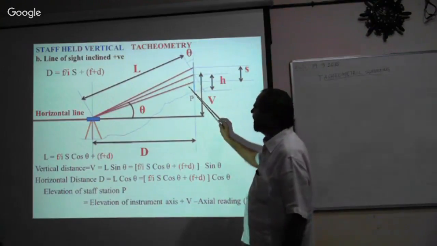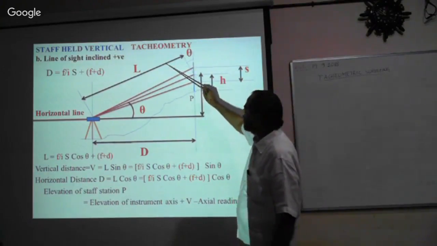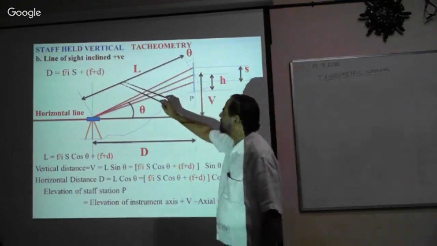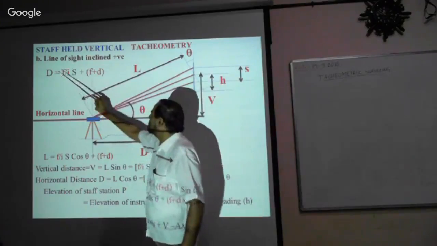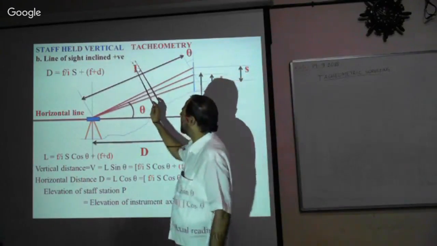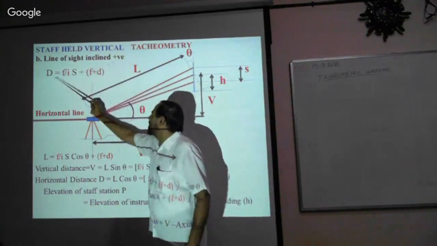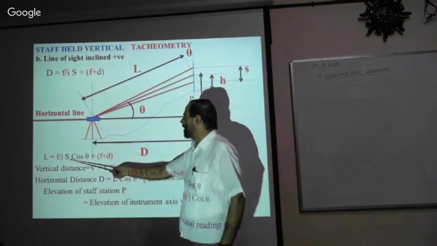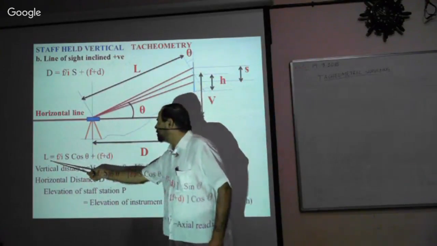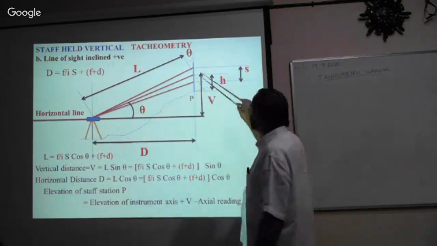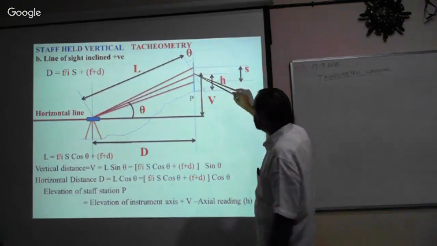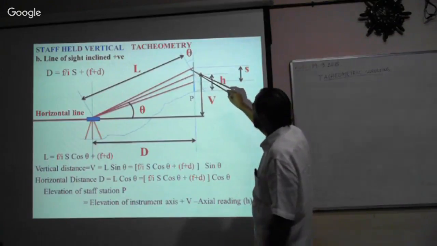Okay. In this case, first we have to find out L. L can be computed by using this equation. In place of D, this becomes L. That is applied here. When you use this to find out the L, we want a perpendicular distance to the line of sight. Therefore, this distance is computed from the triangle.